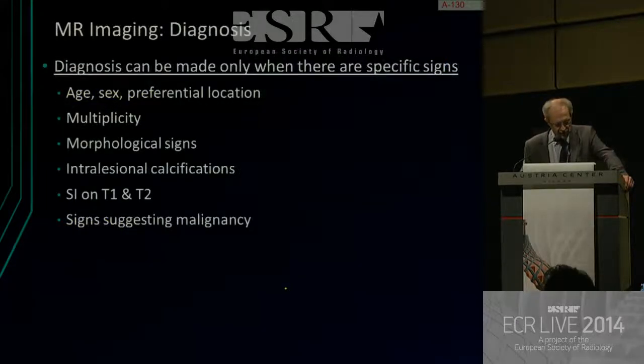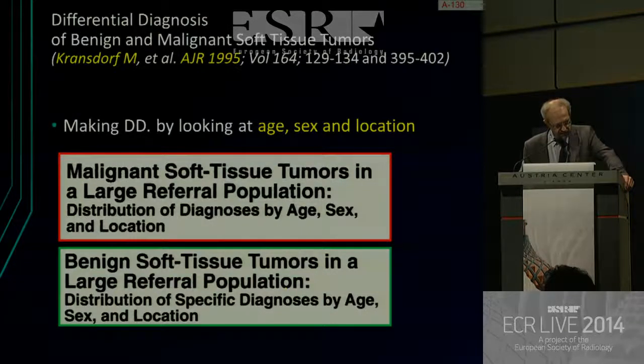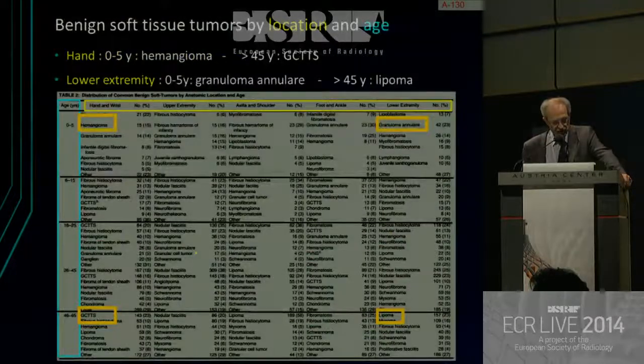So we will try to make the diagnosis, first starting with the age, sex, and preferential location. These are two important articles which you should find, written by Kransdorff, AJR 1995. He has two articles, one on malignant soft tissue tumors in a large population and one on benign tumors. And this article consists of a lot of tables. So if you have a child between 0 and 5 and it has a mass in the hand or wrist, the most frequent will be a hemangioma. And in an adult, the most frequent lesion will be giant cell tumor of tendon sheath. When the lesion occurs in the lower extremity, in a child 0 to 5 years, it will probably most frequently be a granuloma annulare. And in an adult, it will most frequently be a lipoma.